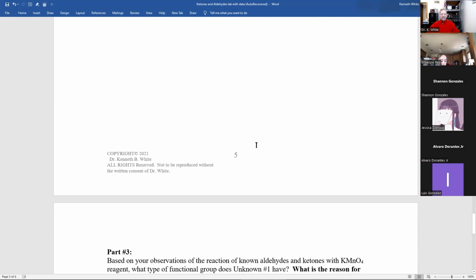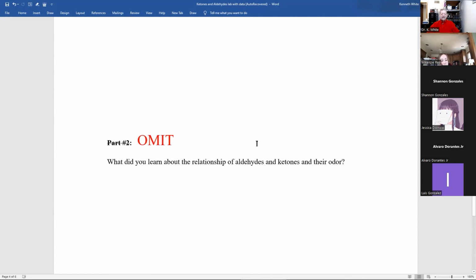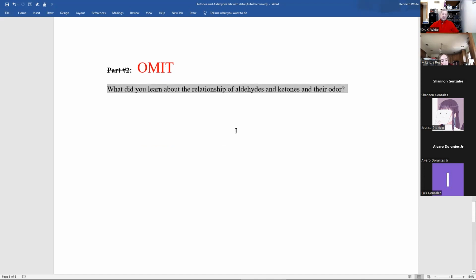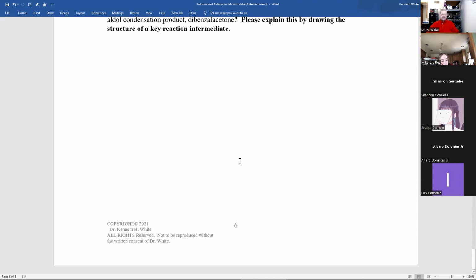And for this lab, you'll have questions to answer. Now, where I have this question, what did you learn about the relationship of aldehydes and ketones and their odor? Omit. You don't have to do that. It says it on the paper. And you have only 3 questions.